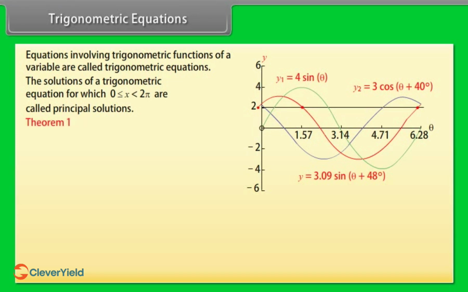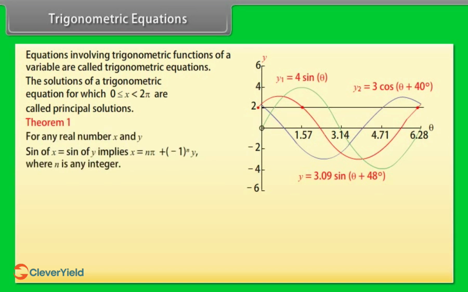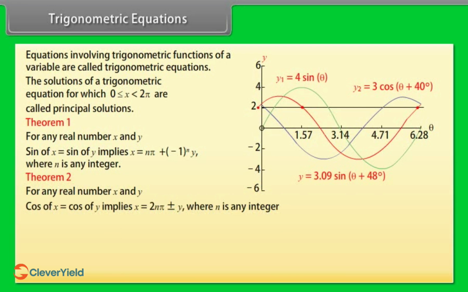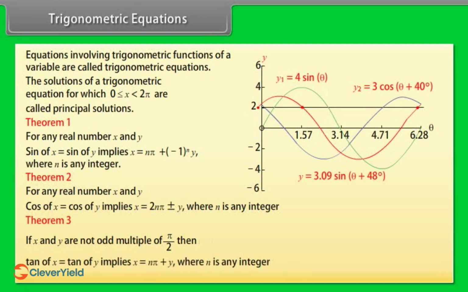Theorem 1. For any real numbers x and y, sine of x is equal to sine of y implies x is equal to n pi plus (minus 1) raised to the power n, times y, where n is any integer. Theorem 2. For any real numbers x and y, cos of x is equal to cos of y implies x is equal to 2n pi plus or minus y, where n is any integer. Theorem 3. If x and y are not odd multiples of pi by 2, then tan of x is equal to tan of y implies x is equal to n pi plus y, where n is any integer.